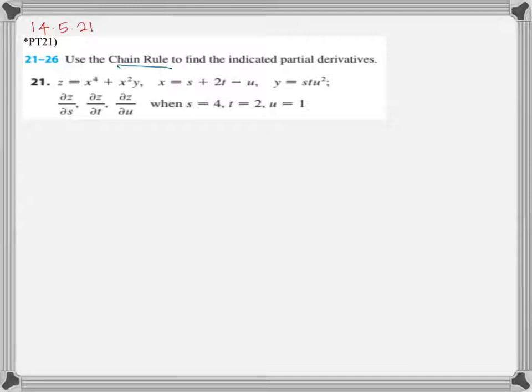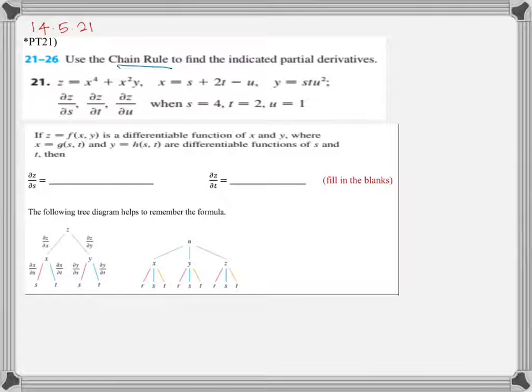When I use ∂z over ∂s, that means I am referring to the partial derivative of z with respect to s. Same way, ∂z over ∂t, when I say that, I mean the partial derivative of z with respect to t. So let's now apply the chain rule that we did in our class.